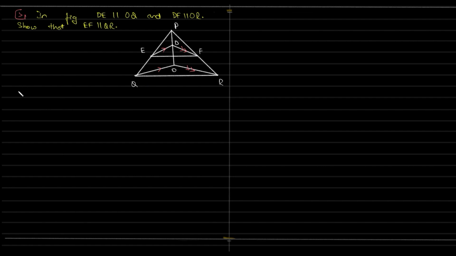So now my request is to pause the video and draw the things which are given, which are parallel, and whichever triangles they are in, draw those. We are looking at first DE being parallel to QO. It's in triangle PQO. So let's draw PQO.